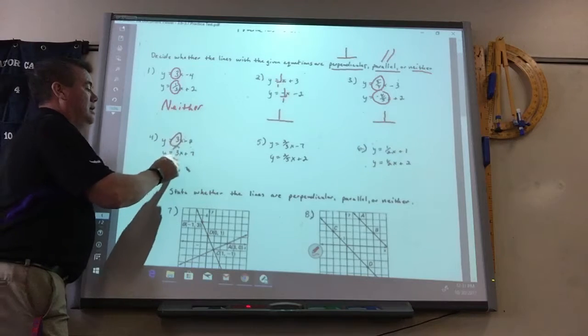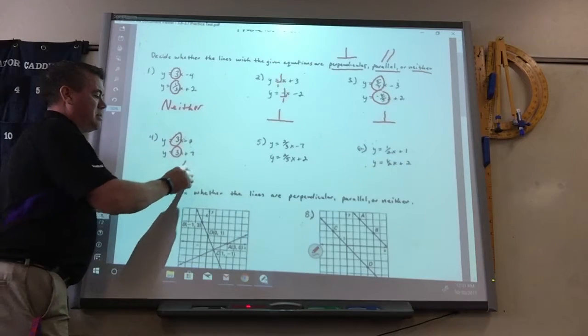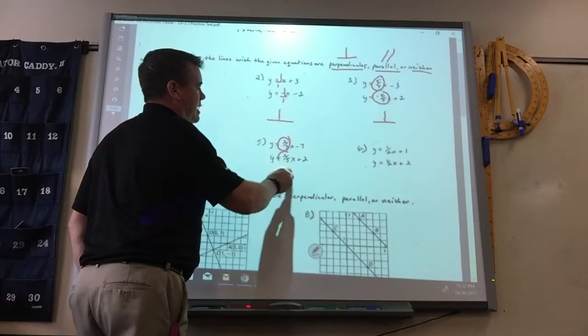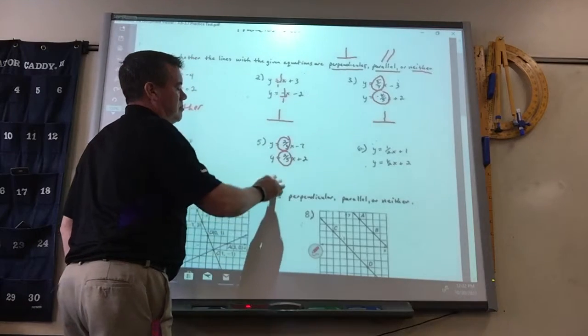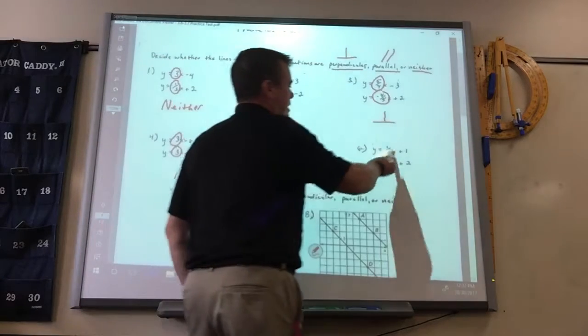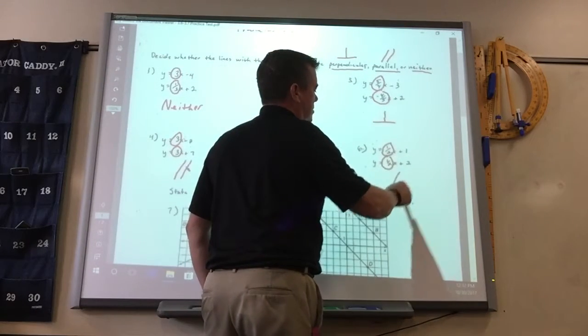I like that word. Here they're the same, so that's parallel. Here they are not the same, so it's neither. And here they are the same, so it's parallel.